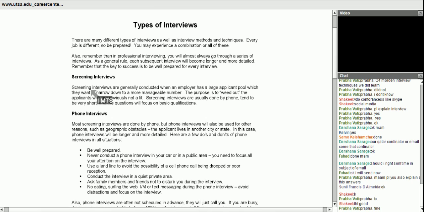Screening interviews. Now, what are screening interviews? Screening interviews are generally conducted when an employer has a large applicant pool which they want to narrow down to a more manageable number. The purpose is to weed out the applicants who are obviously not a fit. Screening interviews are usually done by phone. Sometimes they get thousands and thousands of applications for a particular job, so they just cannot interview everyone. They want to cut down the number of applicants to a countable size. So they will do the screening interview by phone. They tend to be very short, and questions will focus on basic qualifications. Is it clear to everyone what screening interviews are?